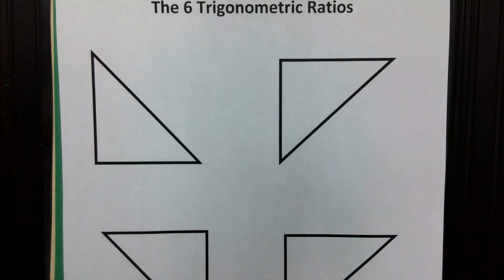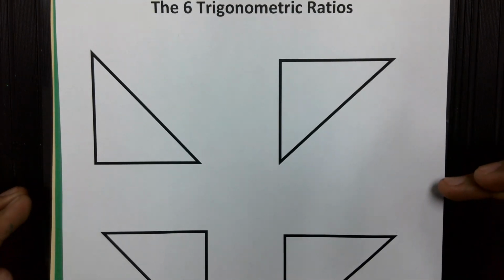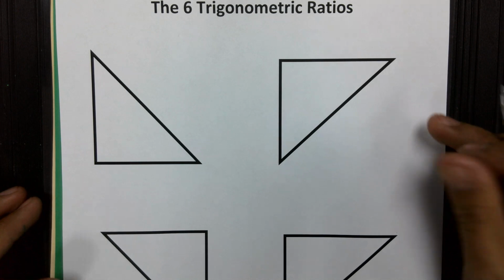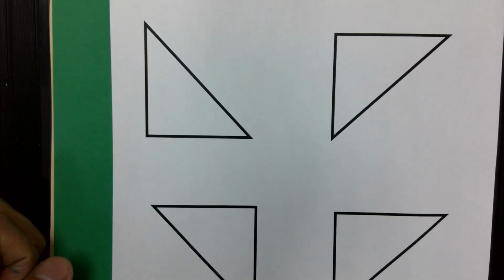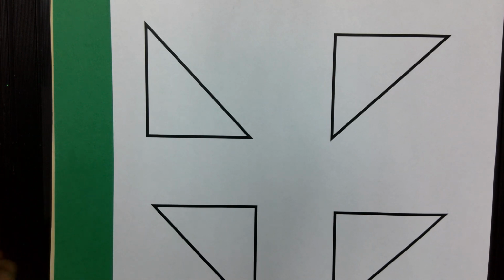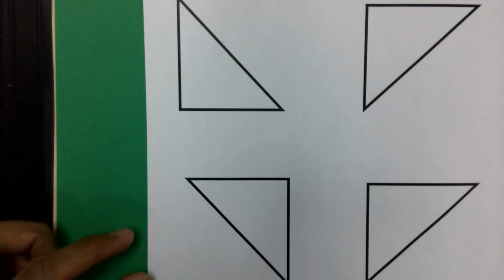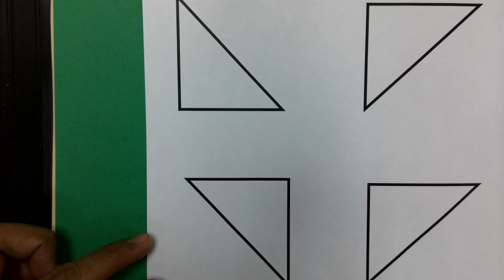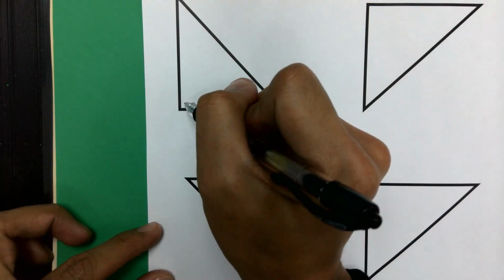So for today's video, let me introduce you to the 6 trigonometric ratios. Before we deal with the 6 ratios, I'd like us to have a quick recall on the parts of a triangle based on its side properties.